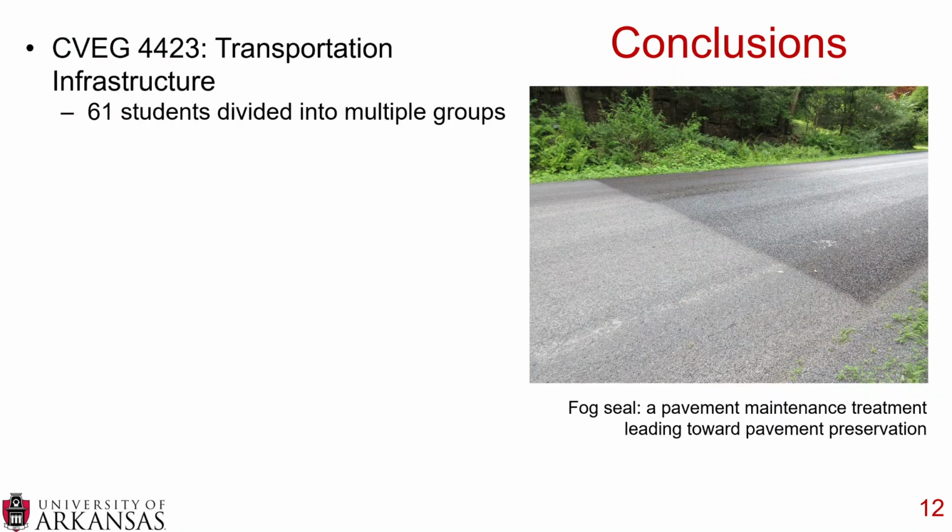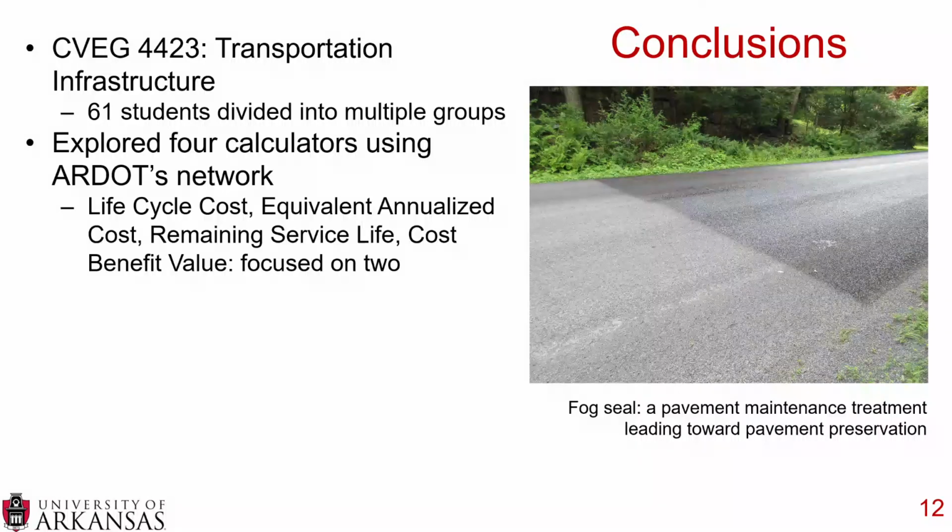So in conclusion, Logan and I utilized CVEG 4423 transportation infrastructure, where we had 61 students divided into multiple groups. And these groups explored the four calculators on roadresource.org using RDOT's network. They explored the lifecycle cost, the equivalent annualized cost, the remaining service life, and the cost benefit value. For this presentation, we just focused on two, but the paper has all four.